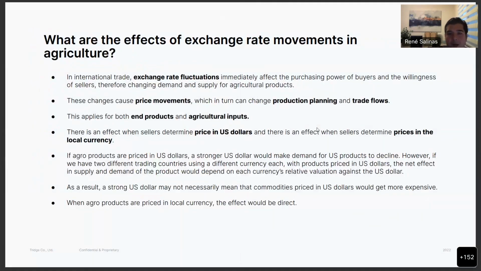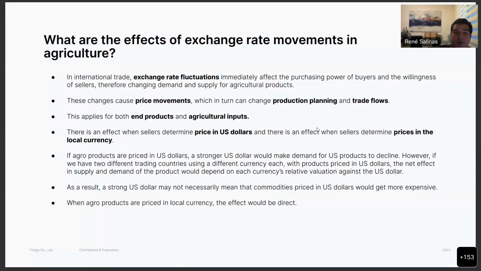Okay, so a huge part of agriculture is traded globally, and economic theory says that some countries are better off specializing in some products and trading with other countries, and that's typically the case. It's been like that most of the time. So in order to trade internationally, we need to trade in several currencies. When exchange rates move or fluctuate, the real price agreed between buyers and sellers is influenced, which in turn changes production planning and trade flows.